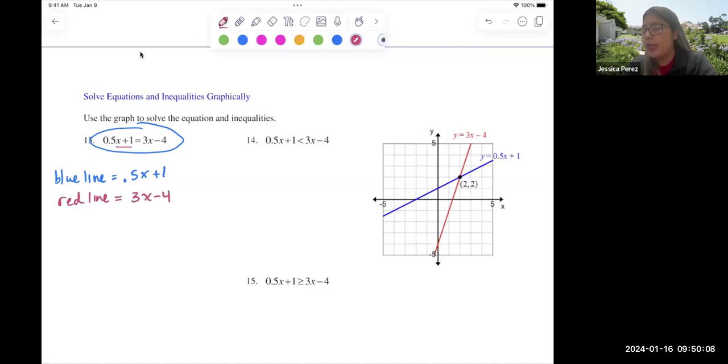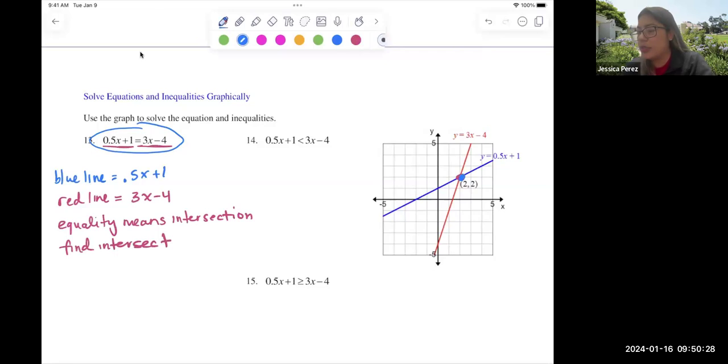So what does that mean when they're equal? When they have equality, that means their intersection. Find the intersection. So when are they both x and y equal? They're both equal at the point 2, 2. So your solution is they are equal at x equal 2, and we're always going to be looking at the x value.